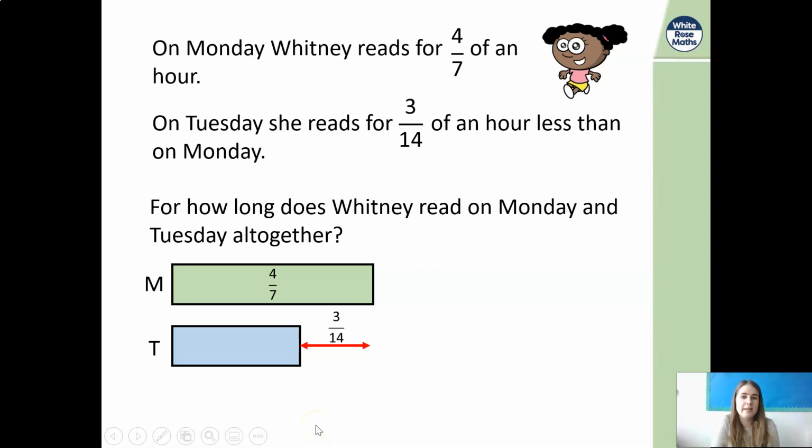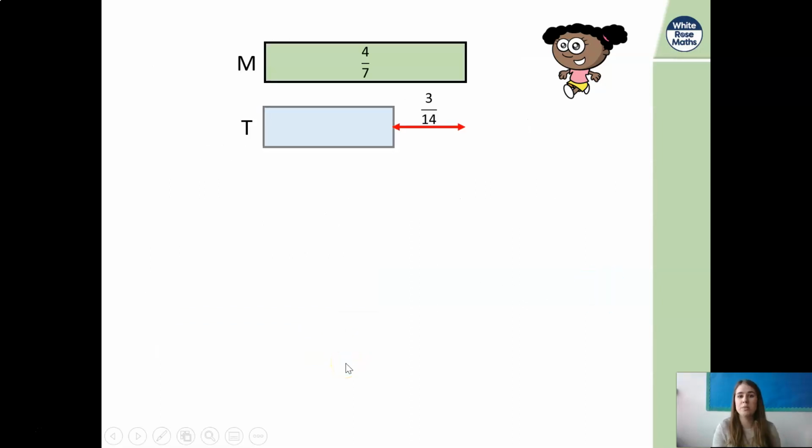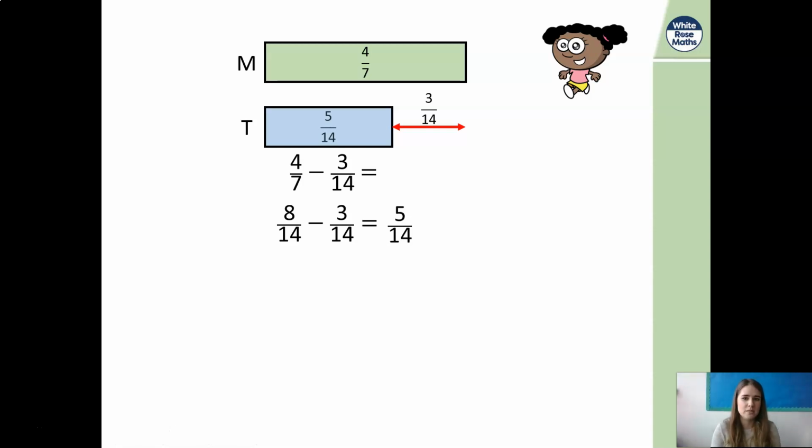They have different denominators. So Year 5, what do we need to do? Exactly. So we need to find the common denominator. Now we know that 7 goes into 14 twice, so let's multiply the 4 and the 7ths by 2. So now we've got 18/14 subtract 3/14. We know that 8 subtract 3 gives us 5/14. So that there is now 5/14.